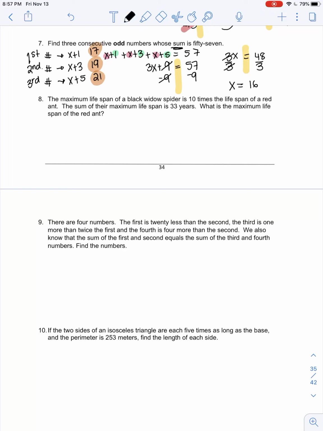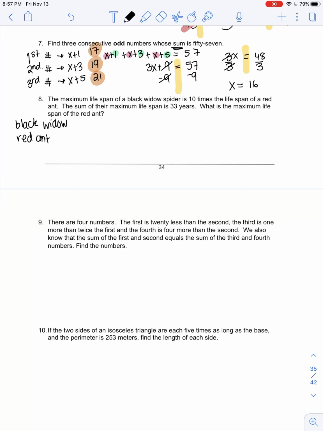So number 8. The maximum lifespan of a black widow spider is 10 times the lifespan of a red ant. So we have a black widow versus a red ant. The sum of their lifespans is 33 years. What is the maximum lifespan of our red ant?